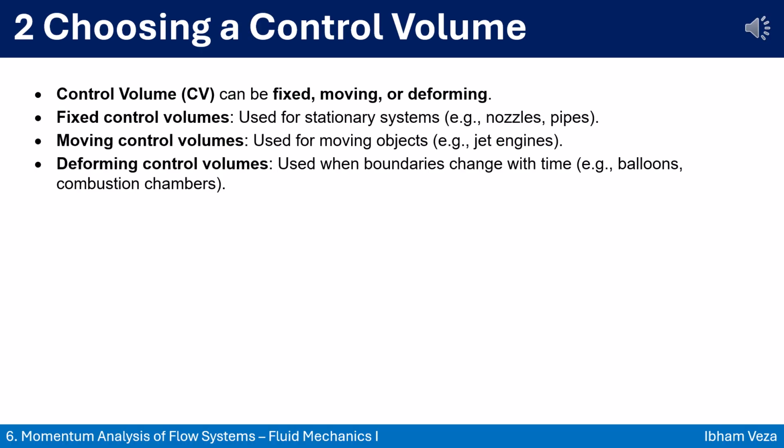And for cases where the boundaries stretch or shrink, like inflating balloons or combustion chambers, we use deforming control volumes. Choosing the right type of control volume helps simplify the math, capture the right physics, and avoid confusion. Start by asking, is the system moving? Is it stretching? Your answer will guide your control volume.